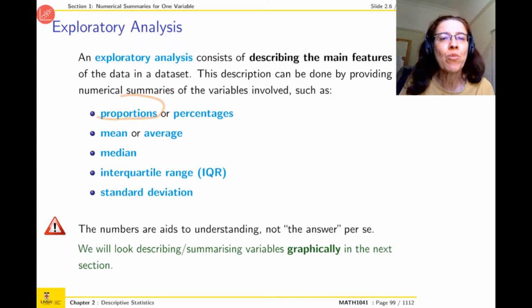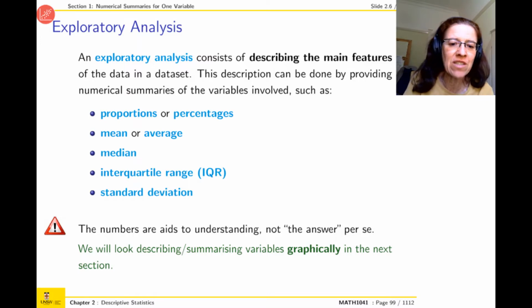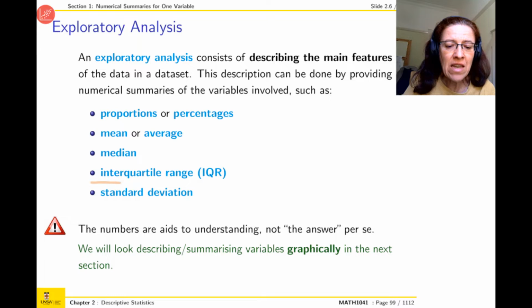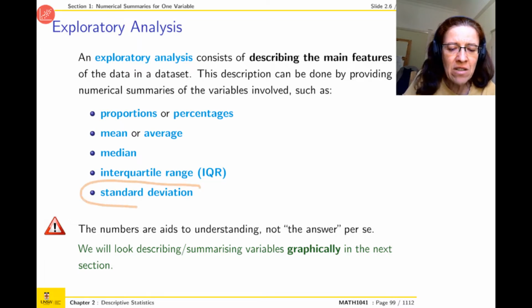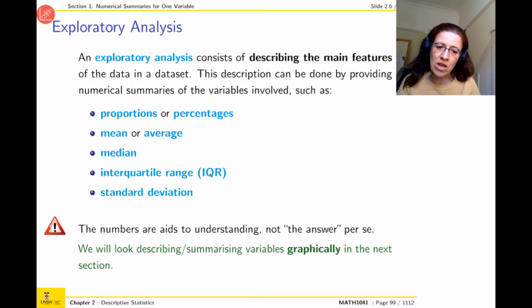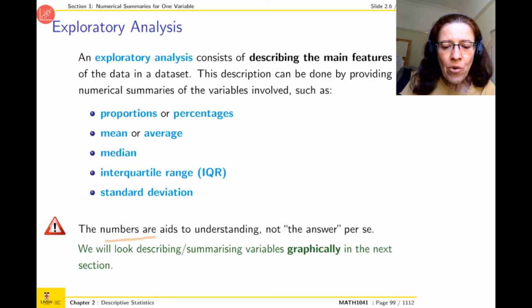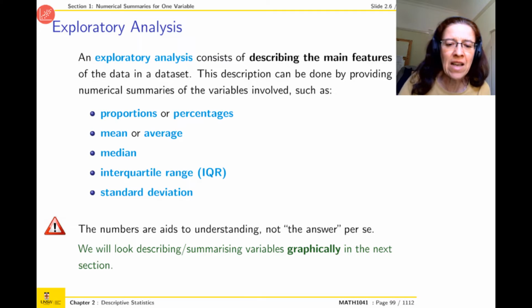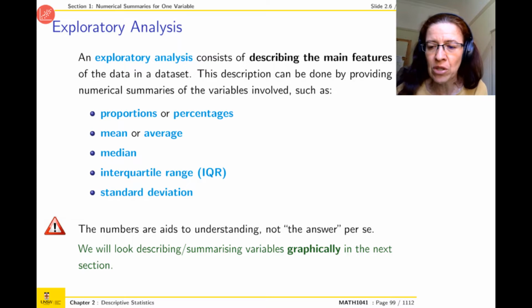You can find some proportions. So what's the proportion of observations which have this or that characteristic, or the percentage? You can calculate the mean or average, that's the same thing. The median of your data set maybe. The interquartile range. If you don't know what that is, we'll get to that. And you can measure the standard deviation, which measures how spread out your data is, right? So these numbers help you understand what's going on. Finding the number and stopping there would not be very helpful. So that's when you want to summarize by numbers. Summarizing using graphs is something we'll talk about later.